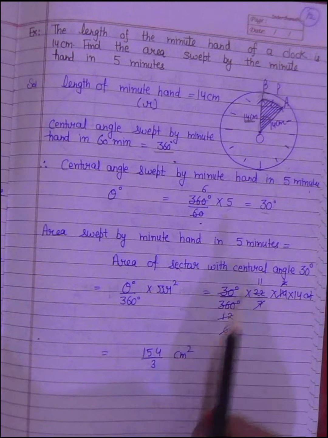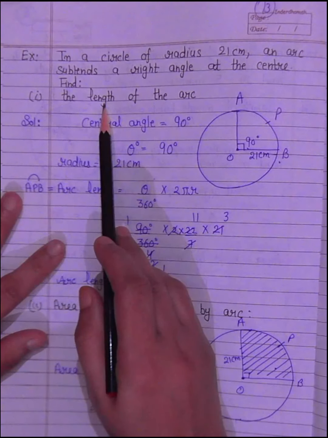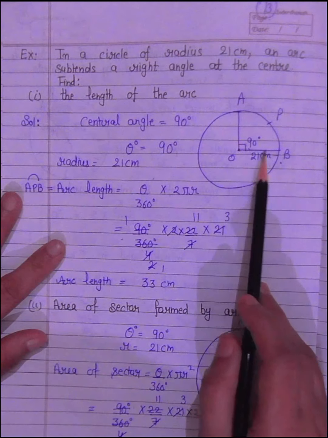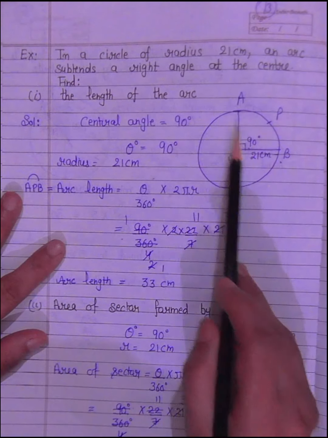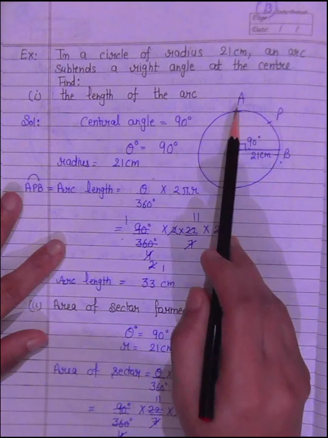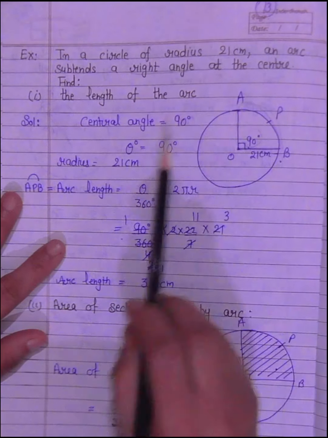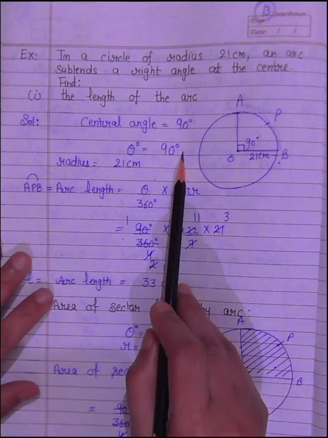Next example, in a circle of the radius 21 centimeter, an arc subtends a right angle at the center. Find the arc length. Here this is a circle. The radius is 21 centimeter. Central angle is 90 degree because it is a right angle. So it is a sector. But because of 90 degree, we can say it as a quadrant also. Here radius is 21 centimeter, theta is 90 degree.